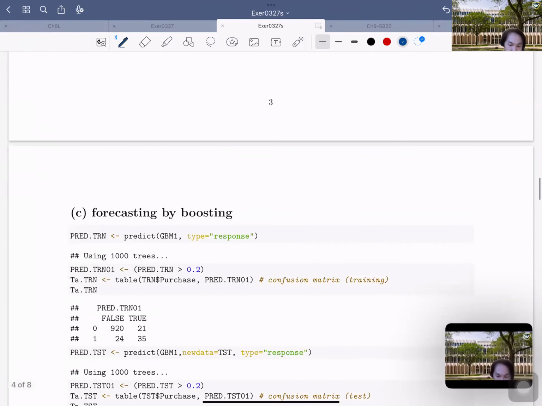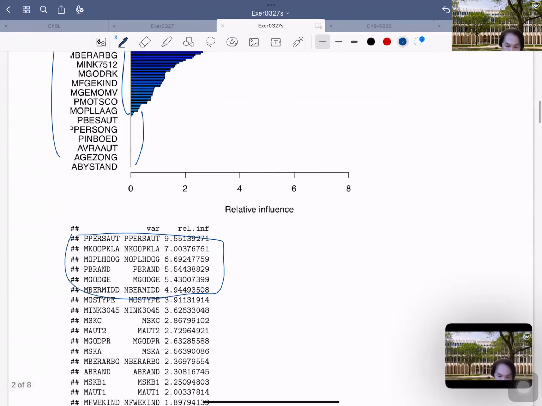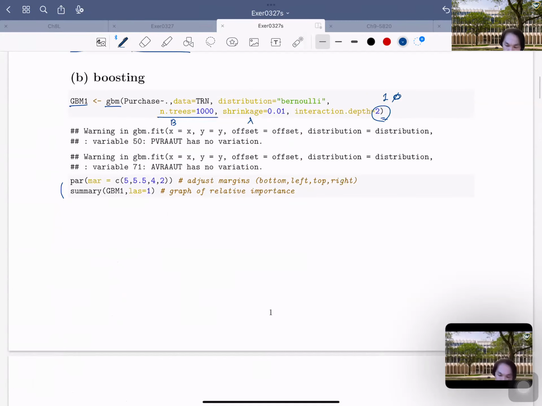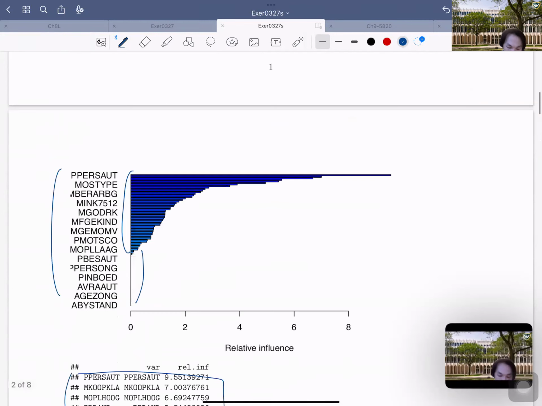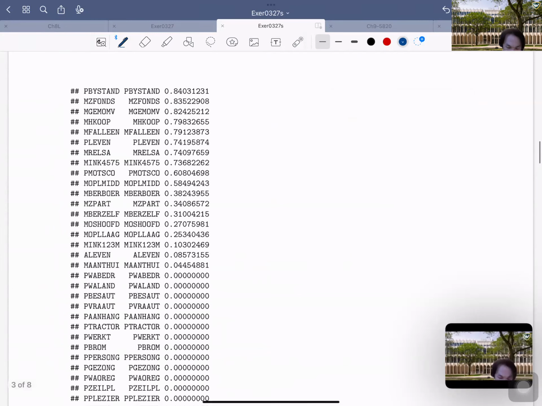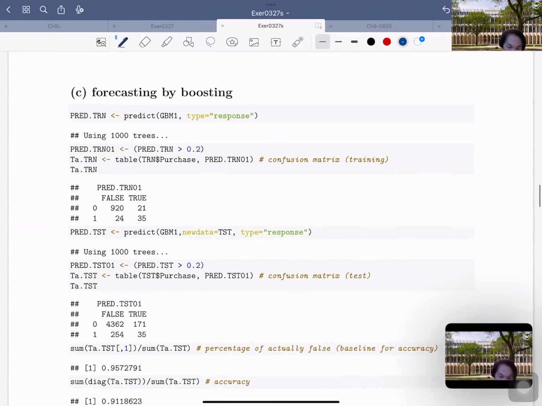Before that, we have to mention that this is a binary response, so the distribution should be Bernoulli. And I used the number of trees equal to 1000. Probably that is a sufficient size for this problem. And predicted with the GBM. I think lambda times B is a somewhat important quantity. So here lambda is 0.01 and B is 1000. If lambda is 0.001, maybe B should be much larger.